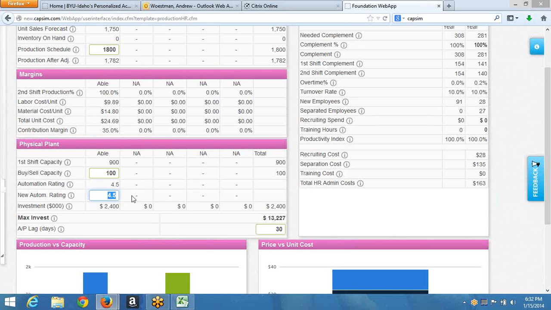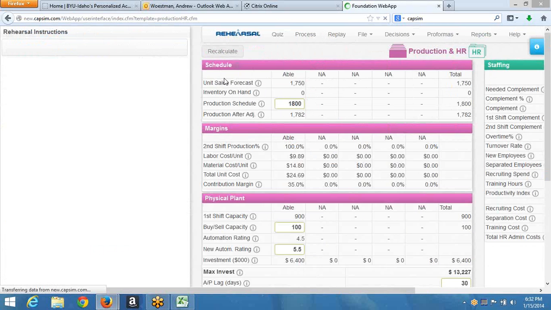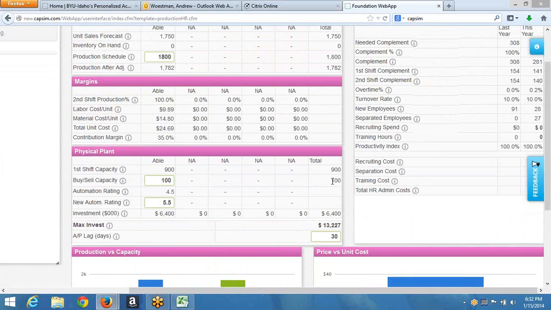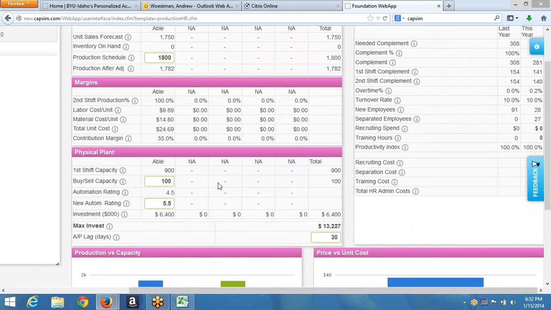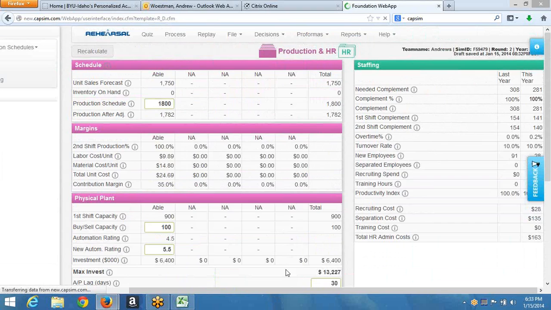So I'm going to look at this and say, well, I want to raise my automation up just by 1. I'm going to recalculate. And then I still have around 6,000 left, so I'm going to create another product because I have all that money. So I'm going to go to the R&D, which is where you create a product.